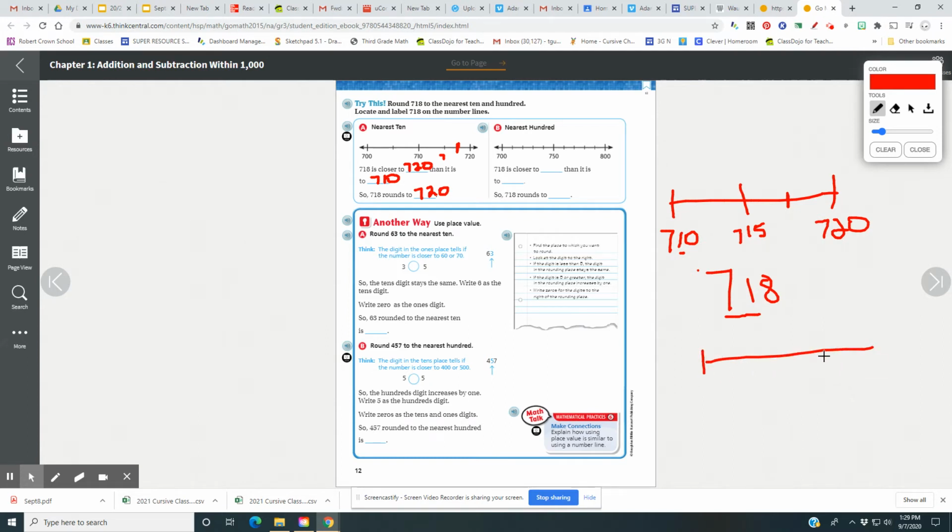Now, if I'm looking at it to the nearest 100, that's a lot easier because I'm looking at this number 7. So 700 and 800. And in between is 750. So I know 718 is all the way over here. So I know that it's closer to 700 than it is to 800. So 718 is rounded to 700.